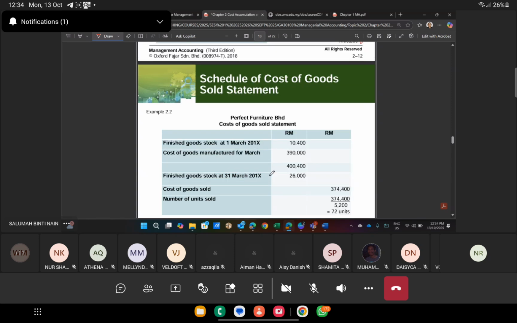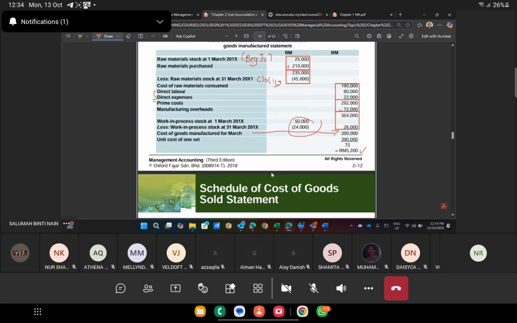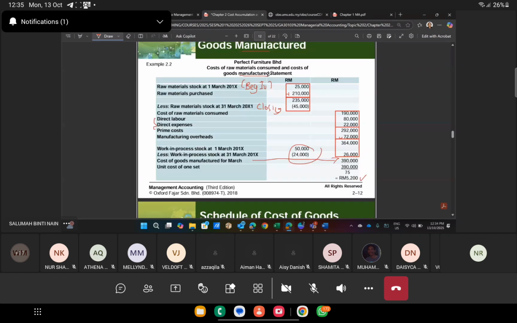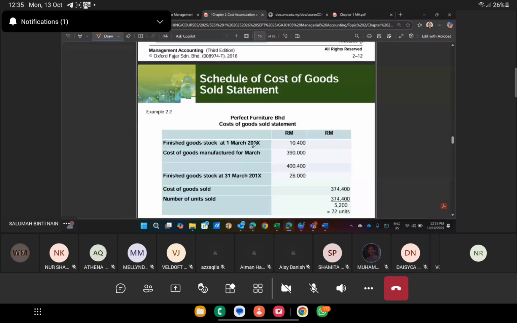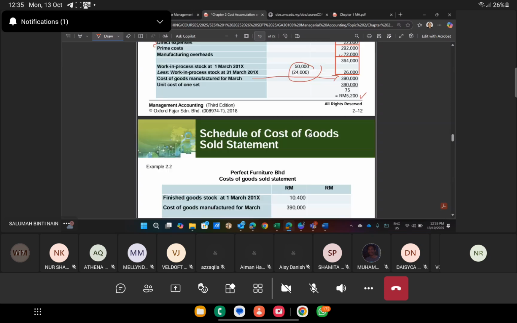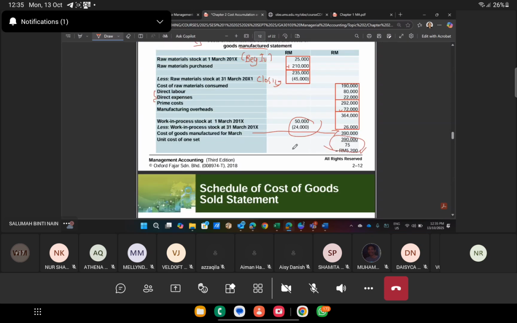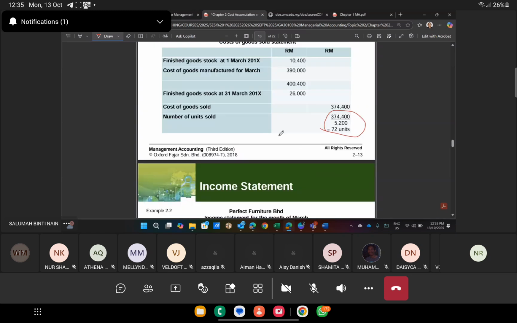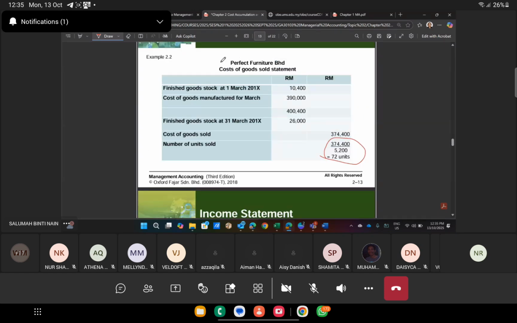And then there is another type of cost of goods sold statement. If it's a manufacturing company, then we are going to use this schedule. In short, if we summarize it, it's going to be this statement. So all in all, you are going to get the same amount. By right. This one is another example of a cost of goods statement.